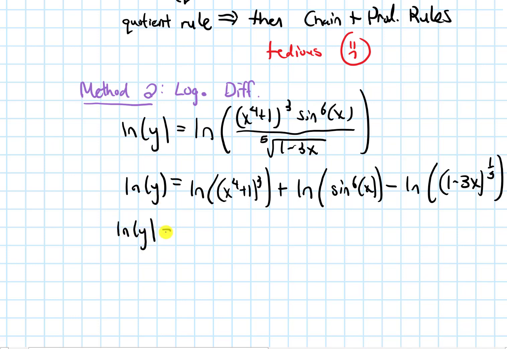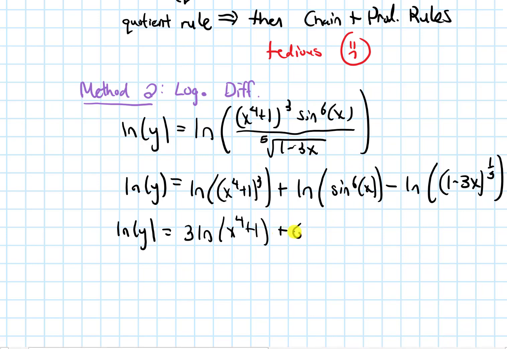Ln of y equals, all these powers I can bring to the front. Because the 3 is the power of everything else that's inside, I get to do 3 times ln of x to the 4 plus 1. Even the sixth power I get to bring to the front. Because remember, when I write sine to the sixth like this, that means sine of x, that quantity being raised to the sixth power. That's just how we write exponents on trig functions.